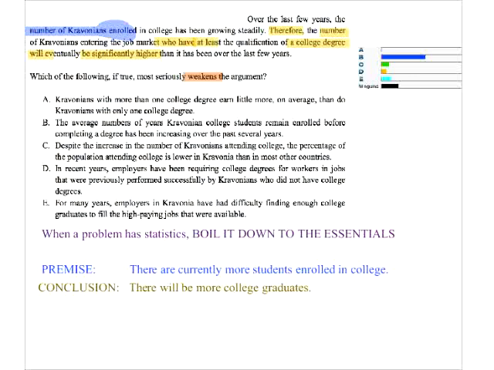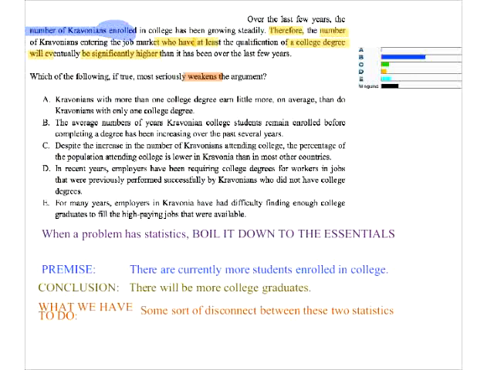And because it's a weakener question, what we have to do is figure out some sort of disconnect between these two statistics. So let's see if we can figure something like that. We need some sort of break point between enrolled students and graduates.